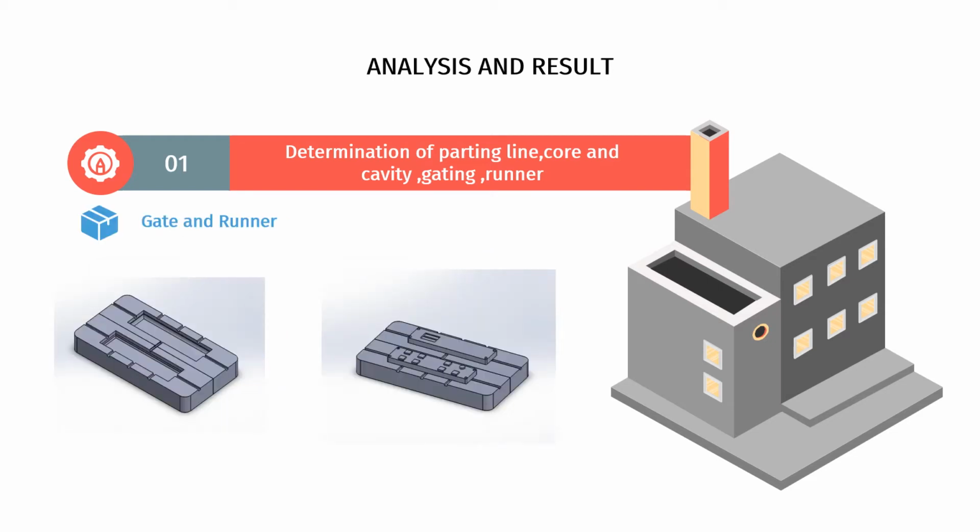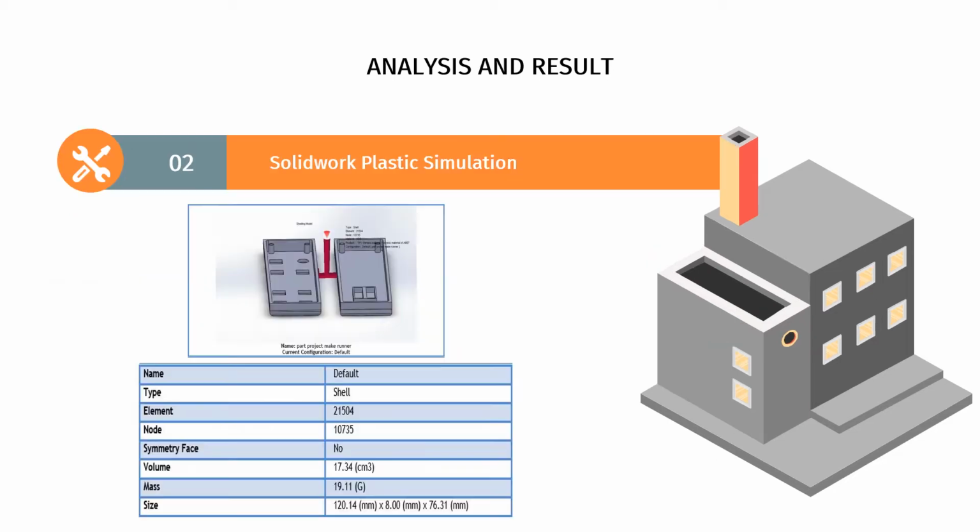So the last part is to determine the gate and runner. For this part, you put the gate and runner in the middle of the cavity part. The gate is the opening in a mold through which the molten plastic is ejected into the final part. So it is the boundary between a part and scrap. After determining the parting line, core, cavity, gate and runner, the part proceeds to the SolidWorks plastic simulation.